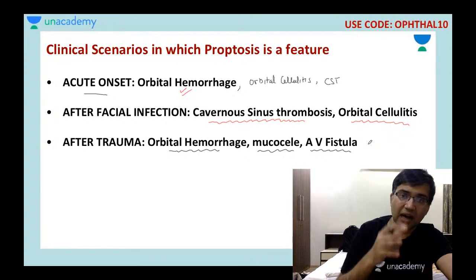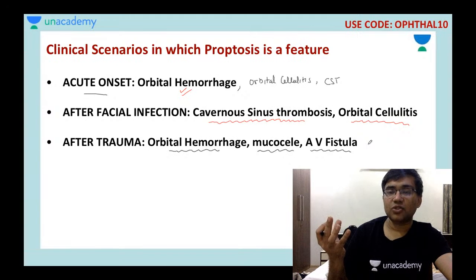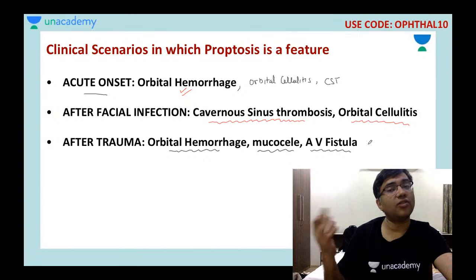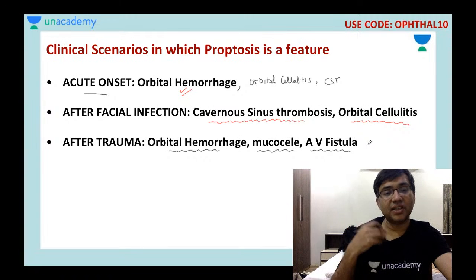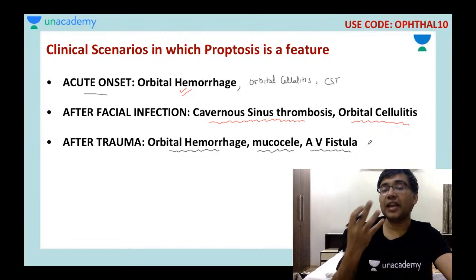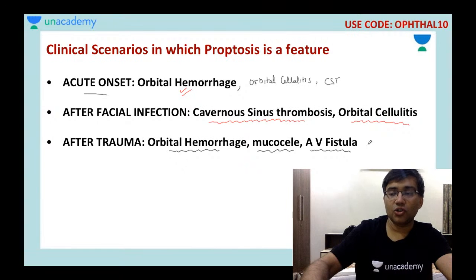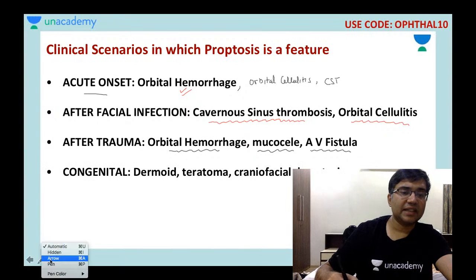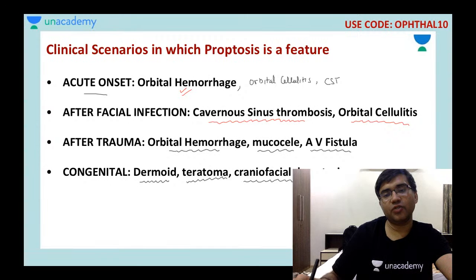Okay, then are there any causes which can cause proptosis since birth? Any congenital causes of the proptosis? So your answer would be yes, it can happen sometimes in the dermoid, teratoma, or if there is a misalignment of the bones, I call it craniofacial dysostosis. So the congenital proptosis can be a feature of dermoid, teratoma and craniofacial dysostosis. Okay, chalo.